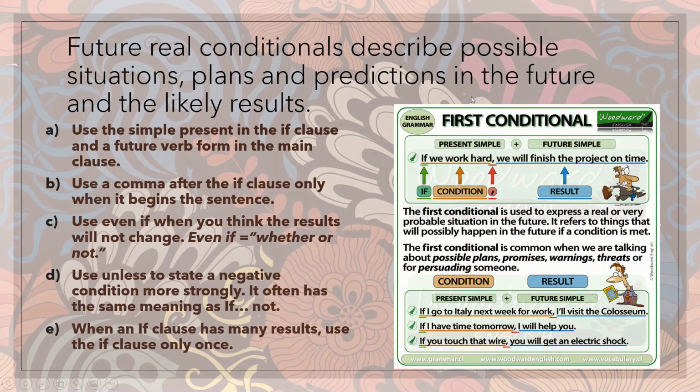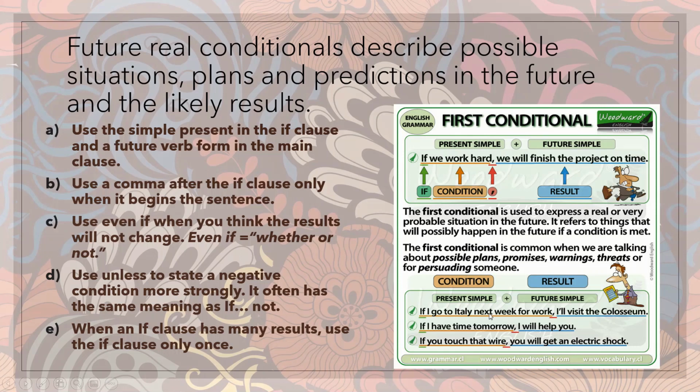For example, the future real conditional is also known as the first conditional. If you see in this example, we have, if we work hard, this is the condition in the present. So what is going to be a future result? Well, if we work hard, we will finish the project on time. Remember that here we are expressing a real, or a very probable situation in the future. It refers to things that will possibly happen in the future if the condition happens, okay?